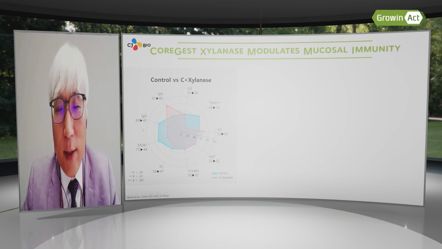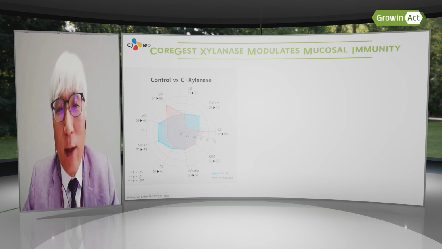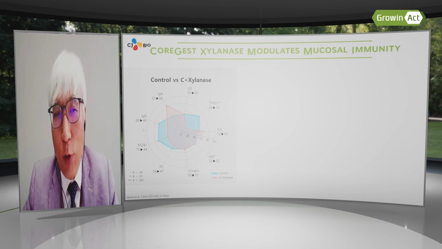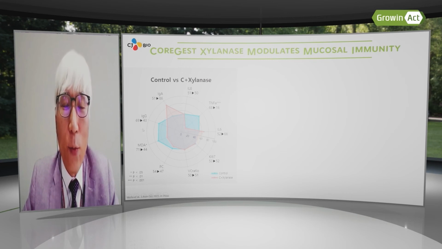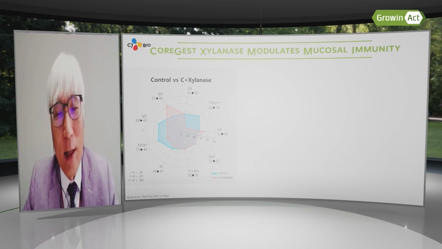What we found here, as you can see, control plus COREGEST XYLANASE is expressed in pink compared to control in sky blue. There was a significant reduction in TNF-alpha production, and there was a reasonable increase in immunoglobulin A, and also a significant reduction in malondialdehyde, which is an indicator of oxidative stress in the gut.